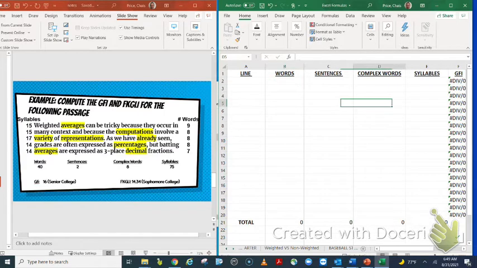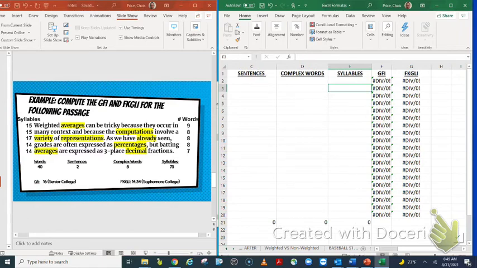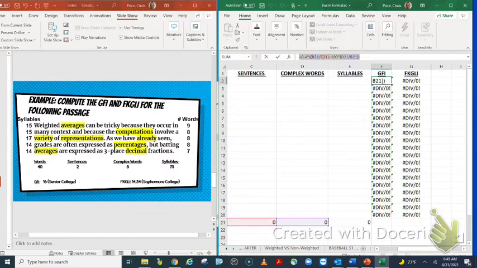And if we go over here to the GFI and the FKGLI, notice all of my cells have to do with 21 instead of 2, because I'm taking the sum of everything I type in here if I go line by line. If you don't go line by line and you just want to do it all at once, then there's no need to do a sum of everything. But it's just making your life a little bit easier if you do it that way, in my opinion.